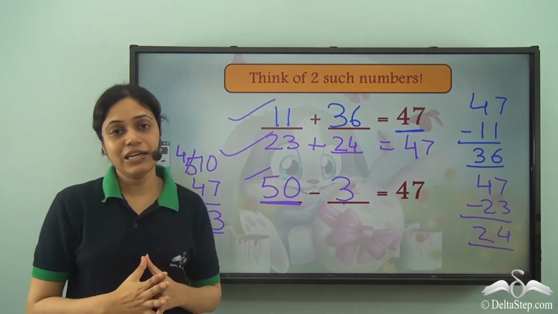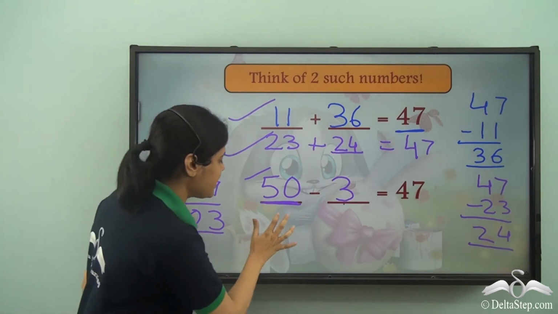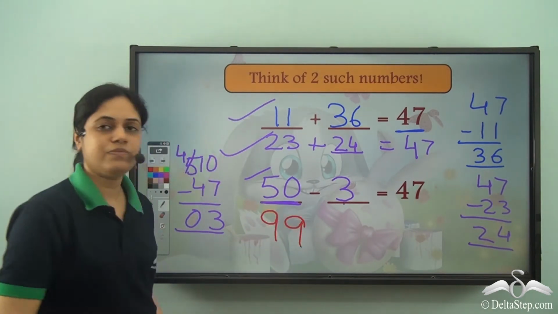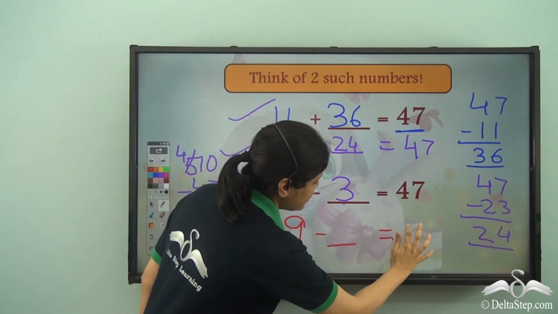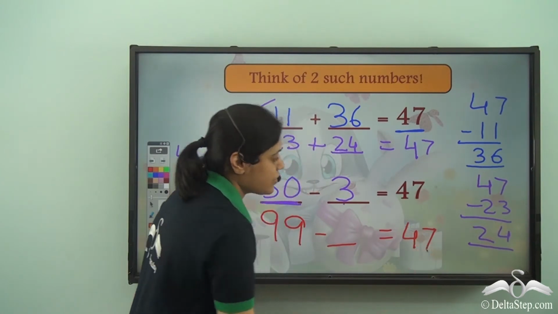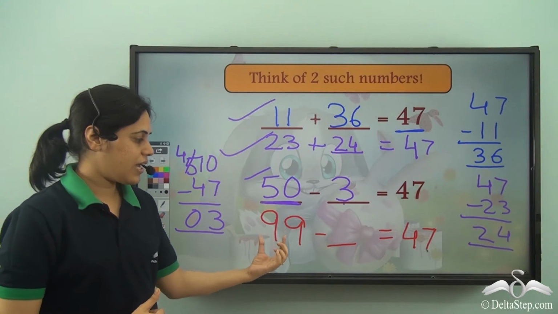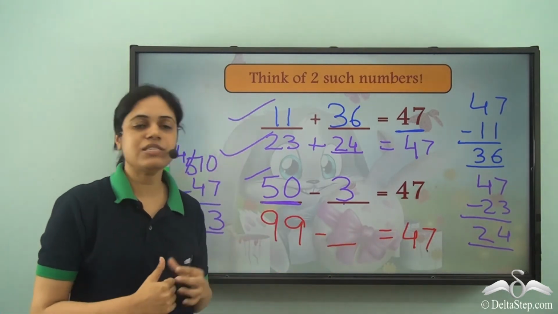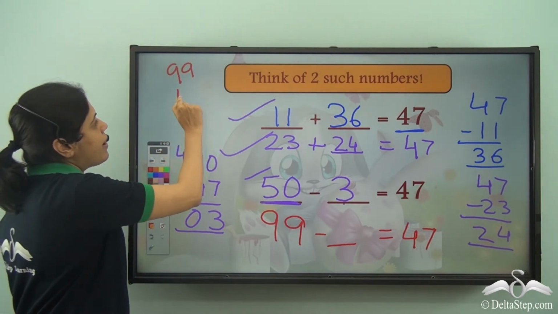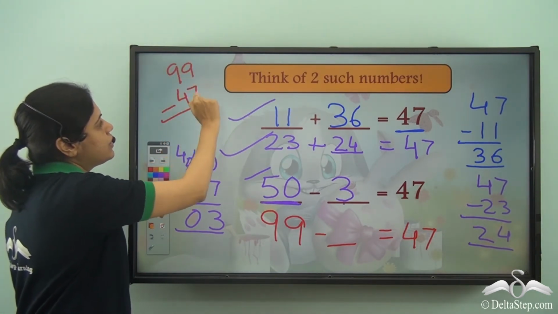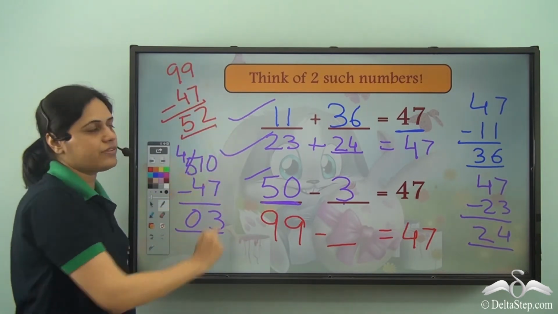Now you may take any number bigger than 47. So suppose I take a very big number, 99. Then 99 minus something is 47. And I need to find this number. How will I find it? Again, 99 minus 47 will give me this number. So 99 minus 47. 9 minus 7 is 2. And 9 minus 4 is 5.